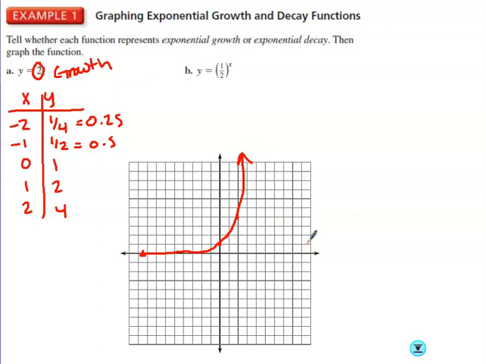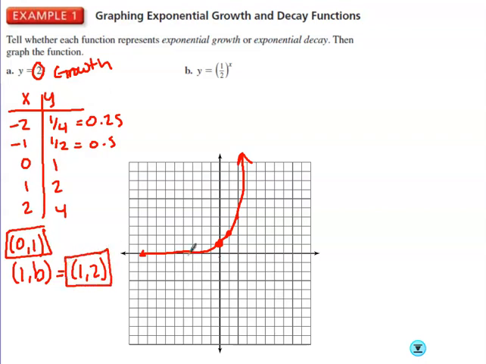It is a growth function, so we should expect it to start low on the left and go up to the right. A couple key points here is that it will always cross through that point 0, 1, and 1, comma, b, which in this case is 1, comma, 2. Those are a couple of key points that we are always going to have on our standard graph.